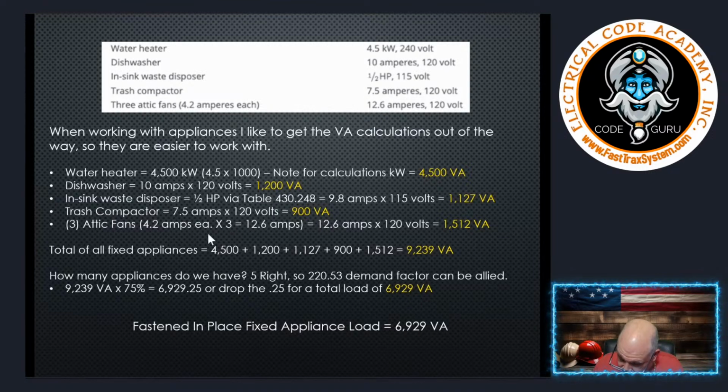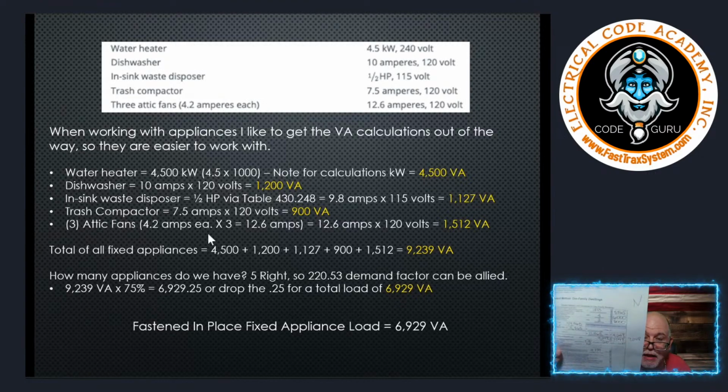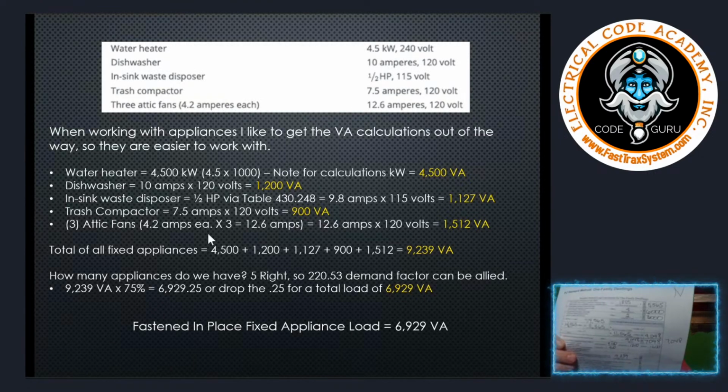Now, in my little form here, I want to make sure I fill all these out. So I'm going to do 4,500. For the compactor, I'm going to put 900. For the dishwasher, I'm going to put 1,200. You should be doing the same thing if you're using the form. For the disposer, I'm going to be putting 1,127. And so the total, again, was 9,239. Okay, so this is exactly how you would fill it out on your form. I know you can't see it, but that's how we fill all that out.